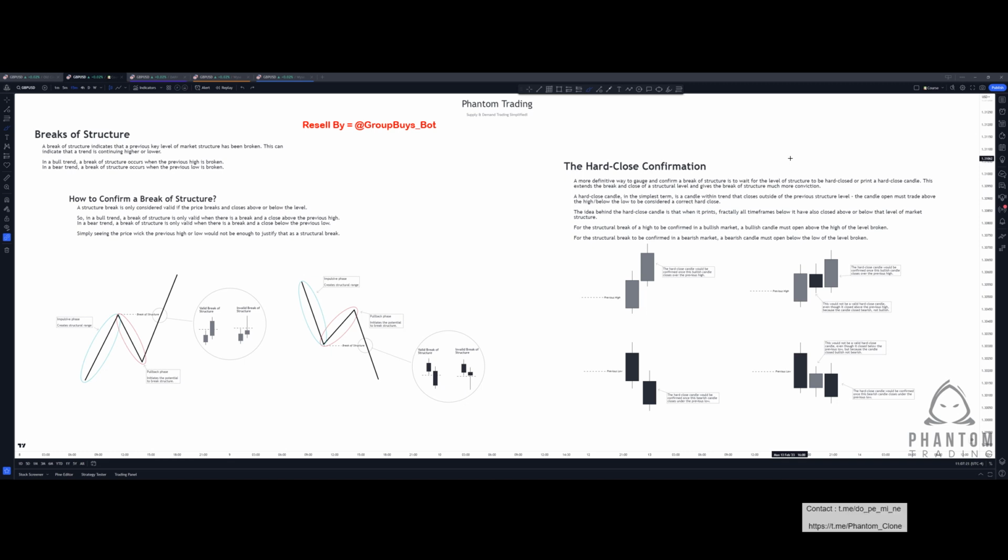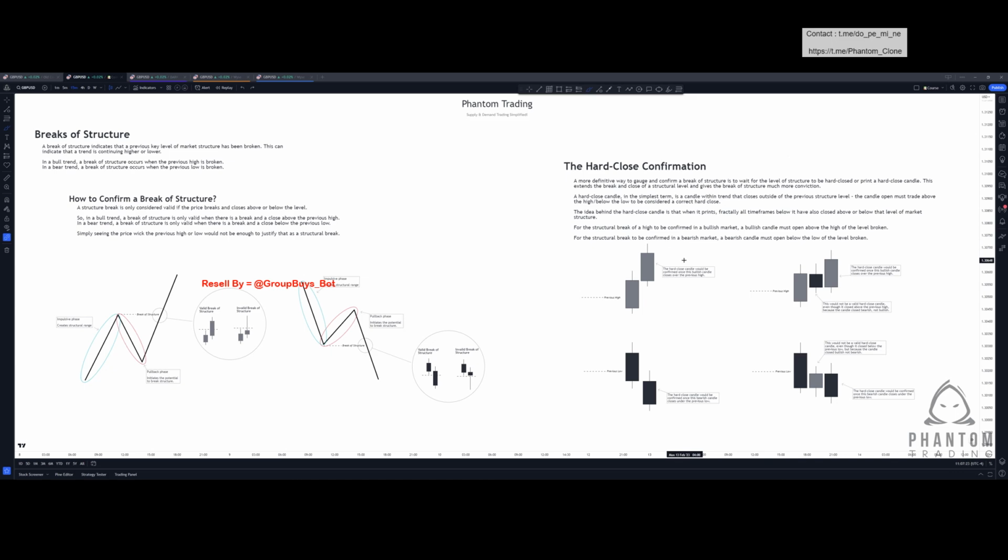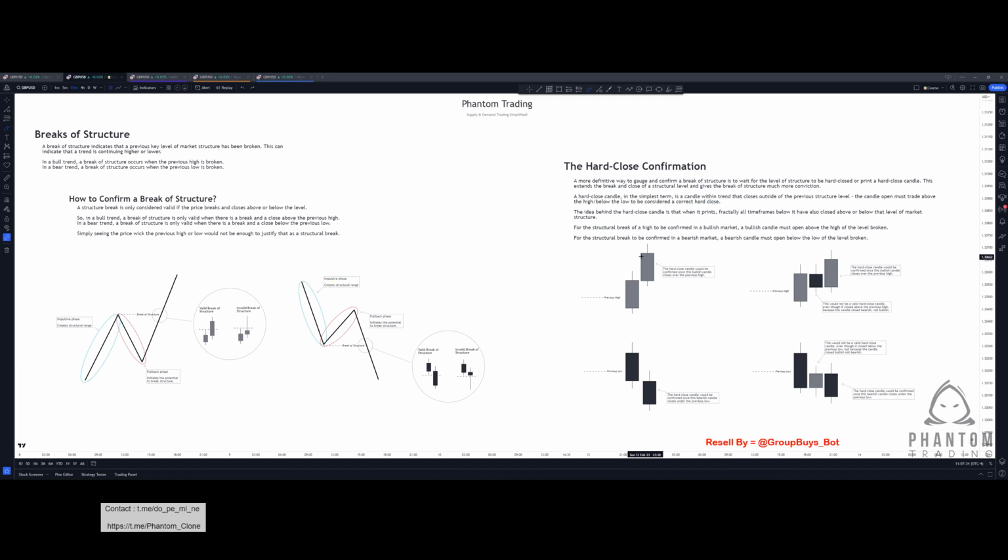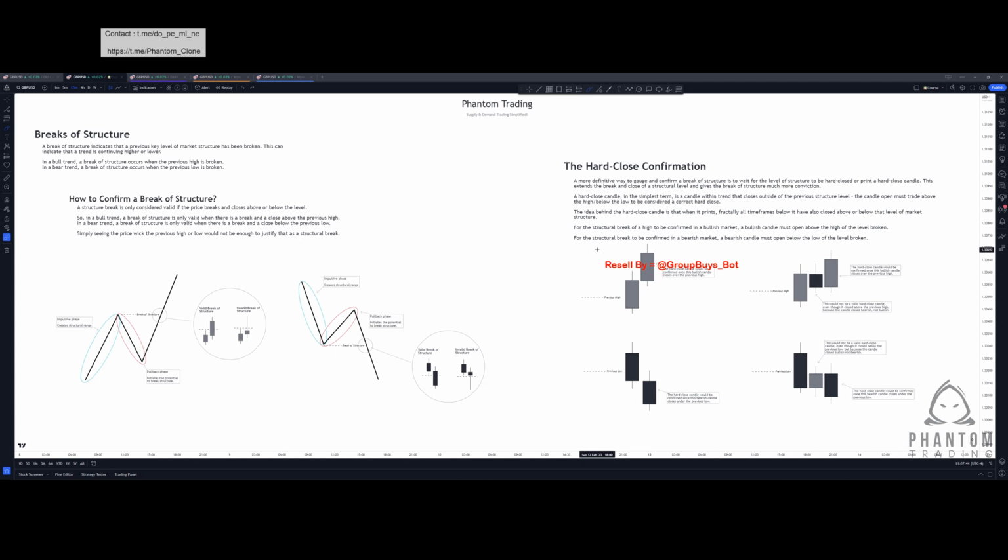A hard close candle, in the simplest terms, is a candle within trend that closes outside of the previous structural level. The candle open, simply put, must trade above the high or below the low to be considered a correct hard close. So the idea behind the hard close candle is that when it prints, fractally all timeframes below that timeframe have closed above or below the level of market structure that we're looking to confirm has broken.